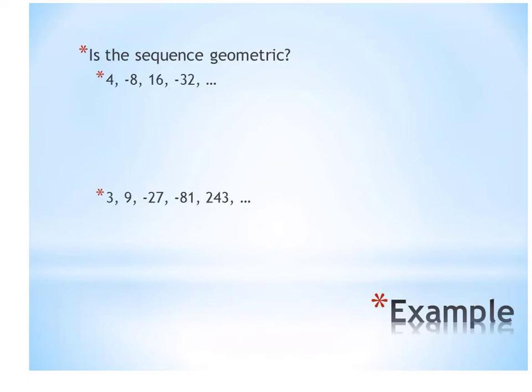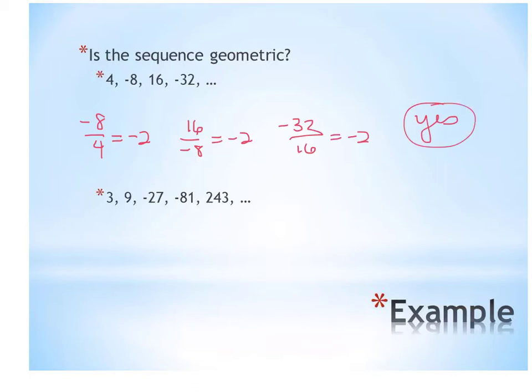So the first step is to decide, are these geometric sequences? And it has to work for every term. Using our rule, negative 8 over 4 is negative 2, 16 over negative 8 is negative 2, negative 32 over 16 is negative 2. So yes, that appears to be a geometric sequence. And here we have 9 over 3, which is 3, and then negative 27 over 9, which is negative 3. No. Okay, not the same there.